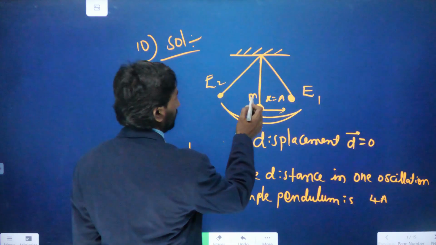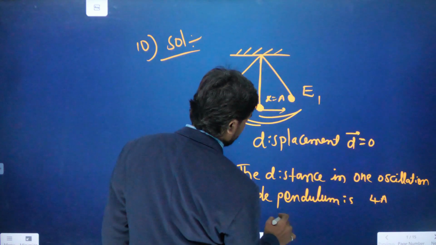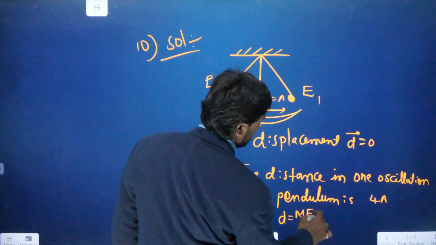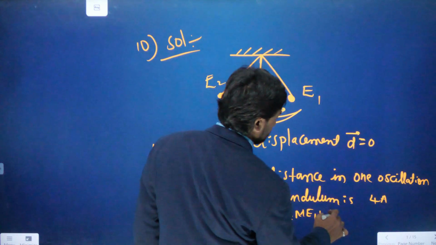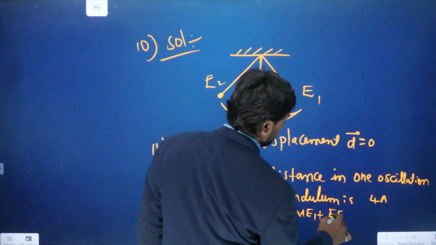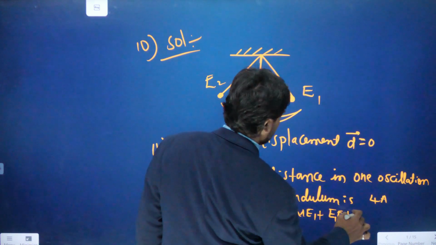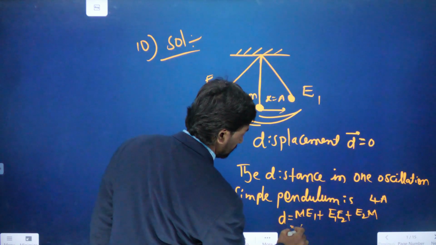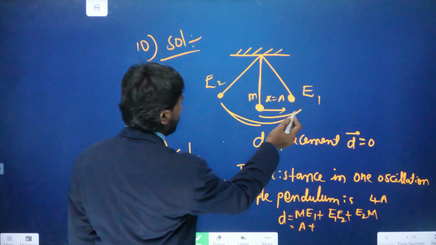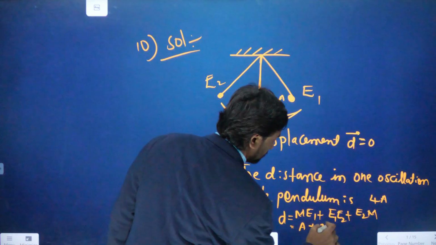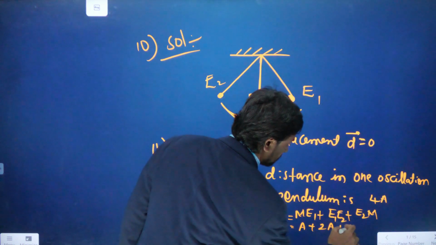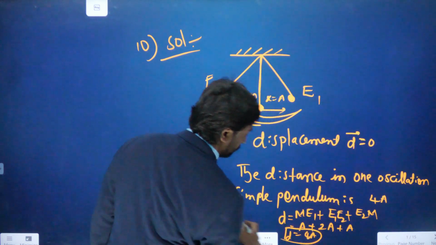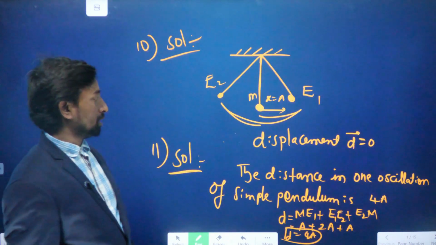Okay, we can say here from M to E, the distance D is equal to ME1 plus E1E2 plus E2M. So that means what happened here: this is A, plus E1 to E2 that is 2A, plus again here it is A. Therefore the distance will become 4A. 4A will be the distance. Displacement will be 0.